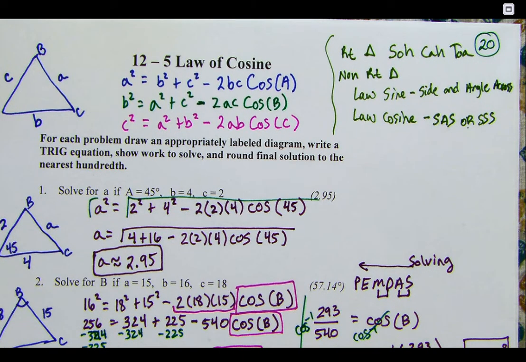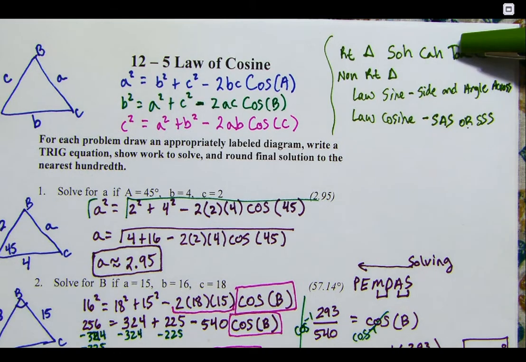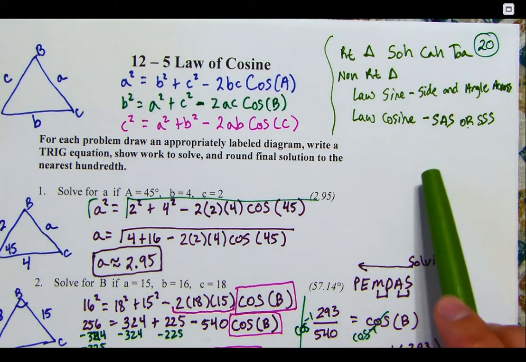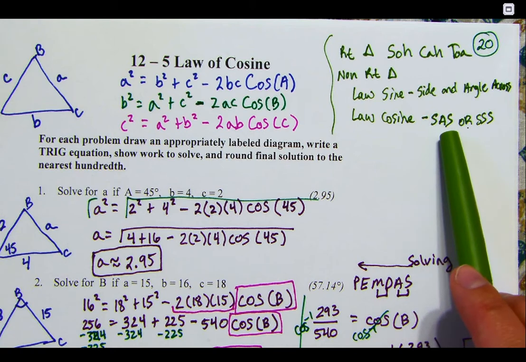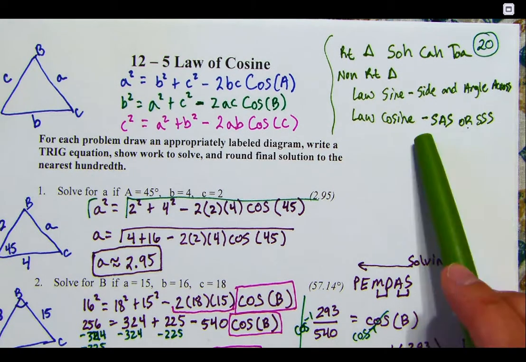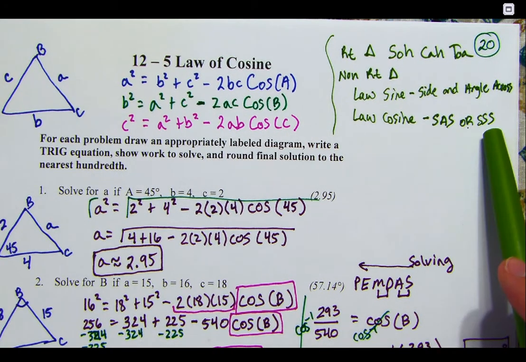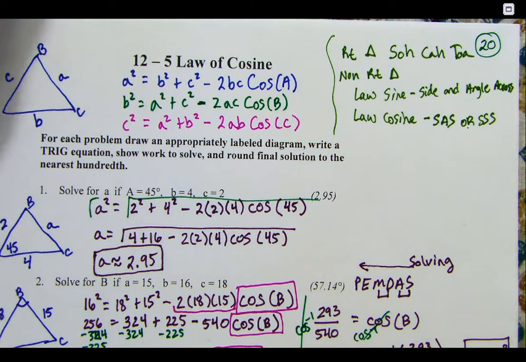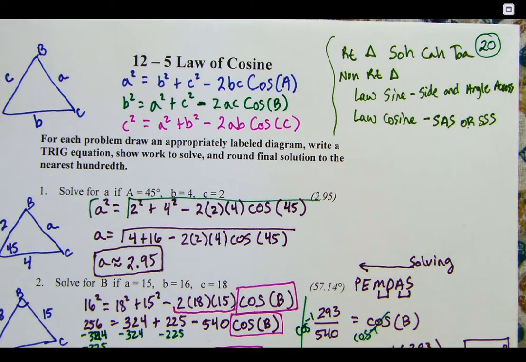So right triangle, we go right to SOHCAHTOA. If we have a non-right triangle, we want to look to see if we were given side, angle, side, or side, side, side. And if we weren't given this information, then we're probably going to end up using the law of sines. In the next set of videos, I'll just be going through the story problems.